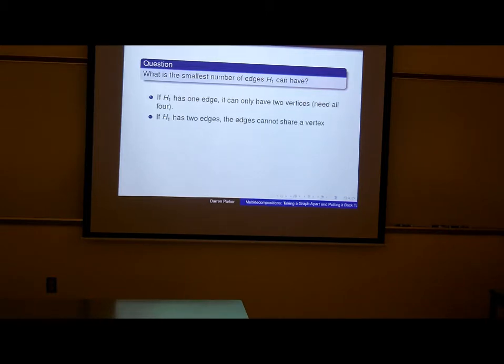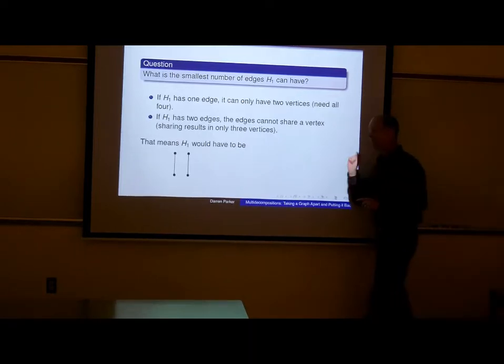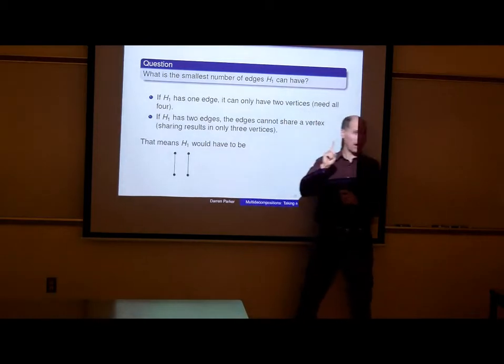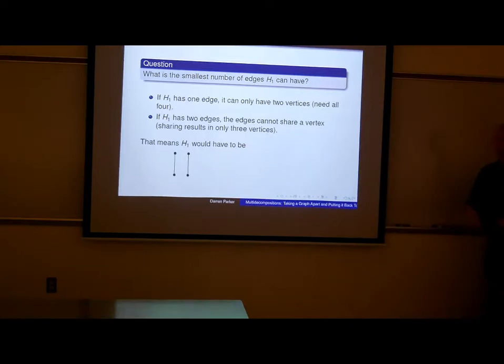And so if it has two edges, then you can do two edges, but they cannot share a vertex. Because if you have two edges sharing a vertex, you actually only get three vertices. We need all four. So sharing results in three vertices. And that means your H1 would have to be this particular graph. And I do want to point out, this is really one graph. It has two isolated edges, but it's really one graph. They come in pairs. That's all the time.